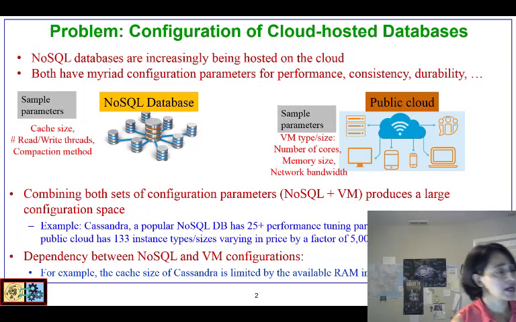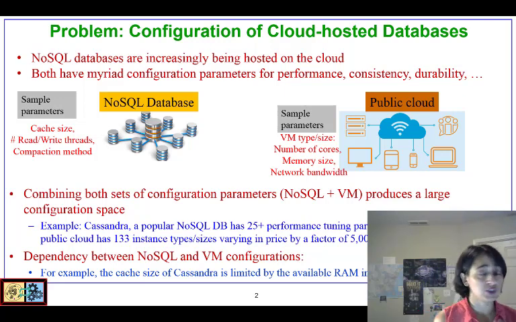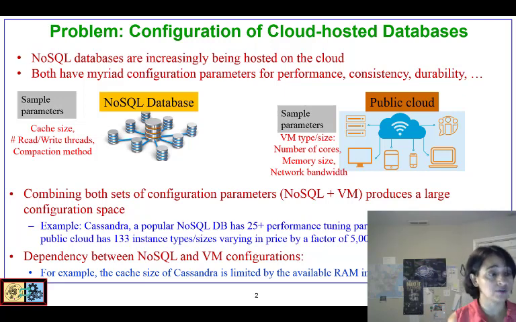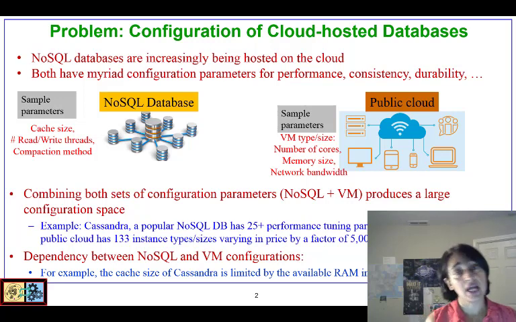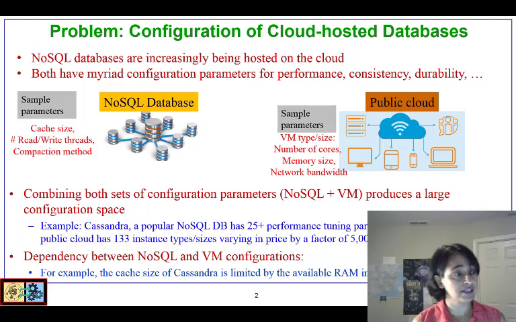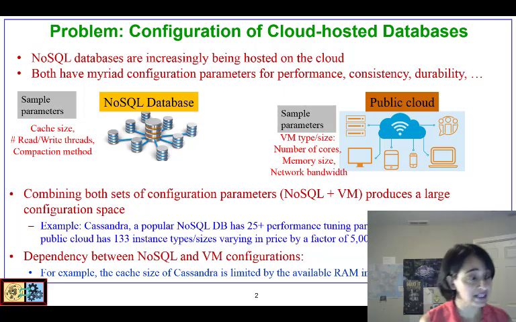So the problem here is that the configuration of cloud-hosted databases needs to be optimized, because increasingly you have NoSQL databases being hosted on the cloud, and these have myriad configuration parameters that need optimization for performance, consistency, and durability. Now, if you consider the configuration parameters of these cloud-hosted databases, one dimension is the parameters for NoSQL databases, such as cache size, compaction method, etc.